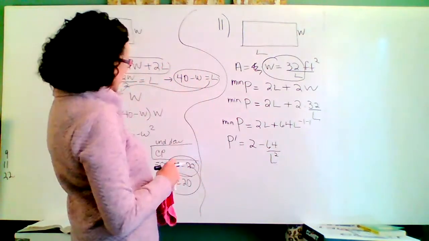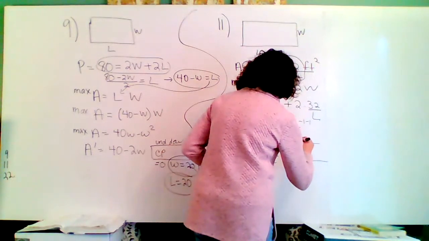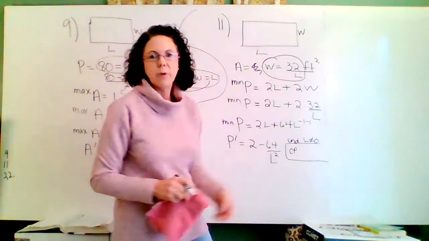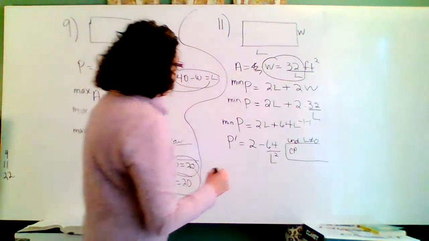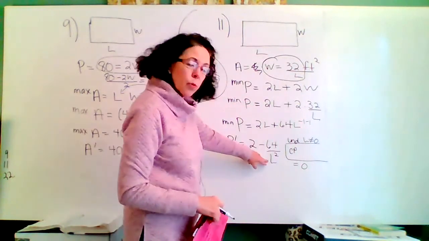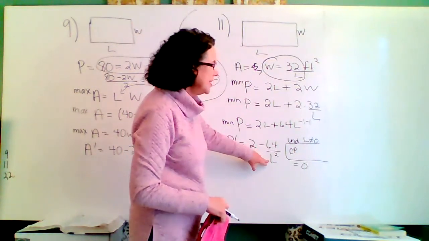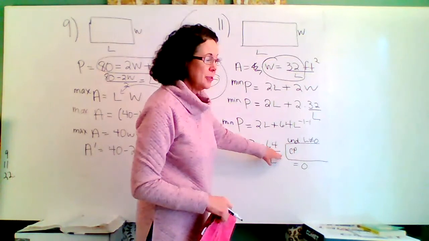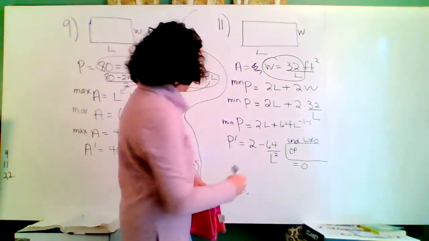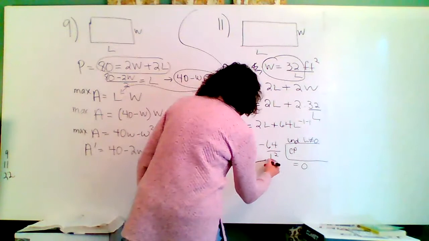Okay, I can already tell, let's see, critical point, undefined. That's where L can't be 0, but we knew that. We wouldn't have a rectangle if the length was 0. Where is this equal to 0? I can almost tell, right? I think it's the square root of 32, right? Because when you look here, the square root of 32 squared is 32, 64 divided by 32 is 2, right? Aren't I right? Let's check it out.